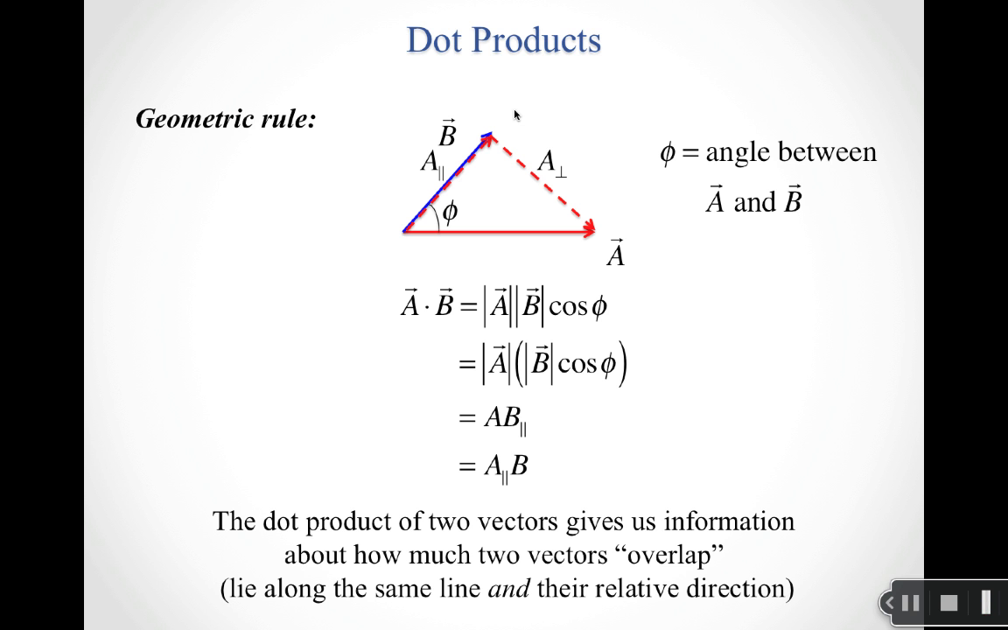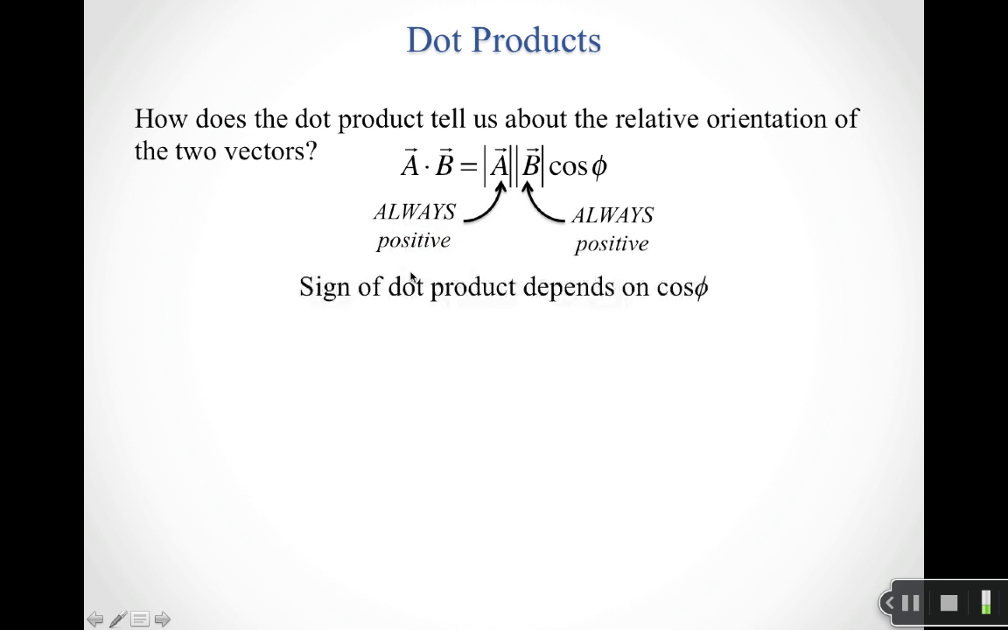So do they lie along this? How much do they lie along the same line? And what's the relative direction of that? So here for A and B, they both pointed in the same direction along a single line. So what does that mean in terms of the dot product telling us about the relative orientation of two vectors?